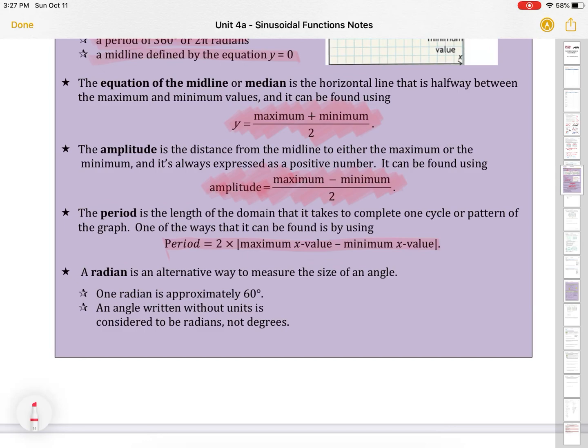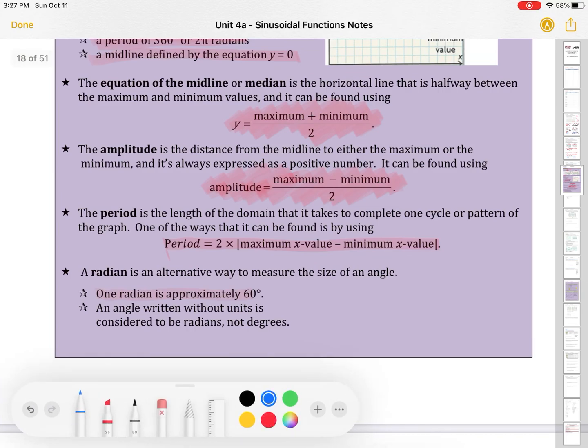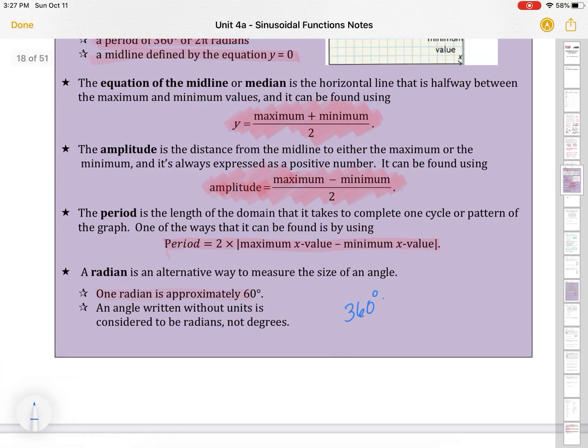A radian is an alternative way to measure the size of an angle. 1 radian is approximately 60 degrees. An angle written without units is considered to be radians, not degrees. Remember, 360 degrees equals 2 pi radians, 180 degrees equals pi. So if you remember that, that's why it says approximately, not exactly. Okay? So that is the first lesson. Now you've got some practice to do. Enjoy.